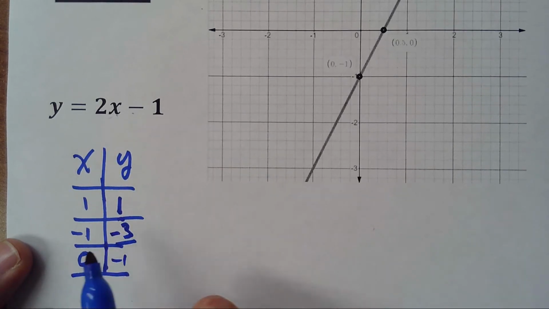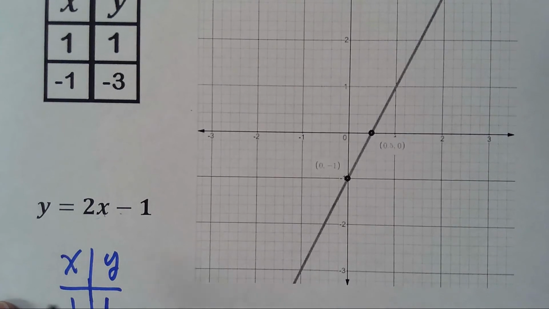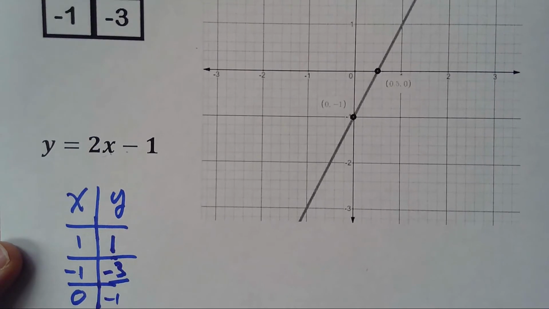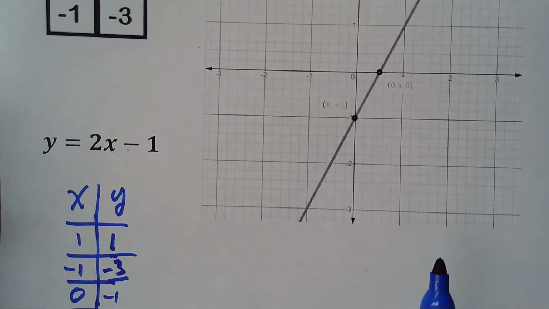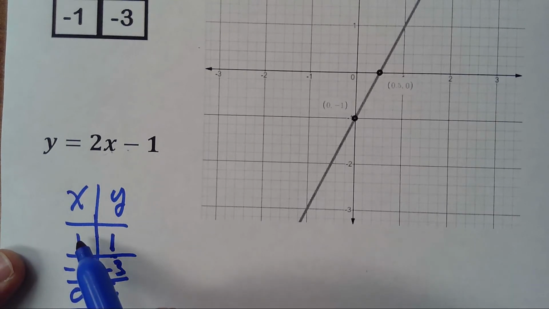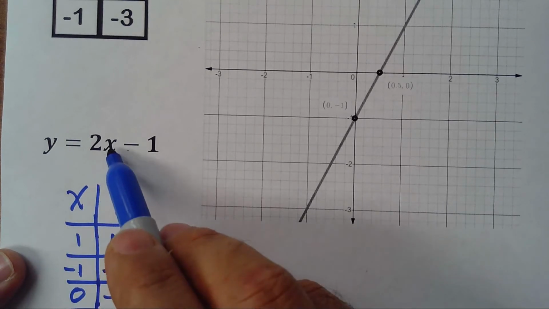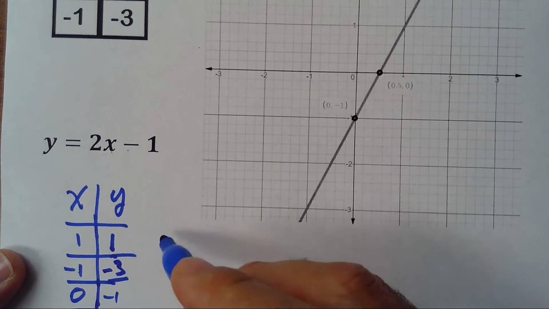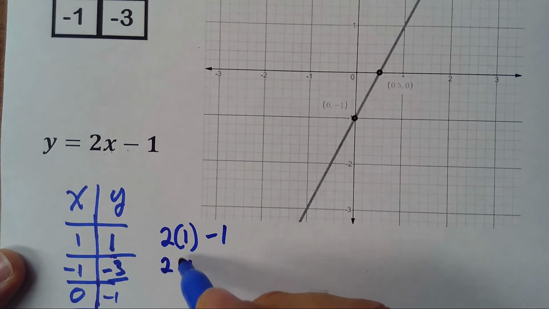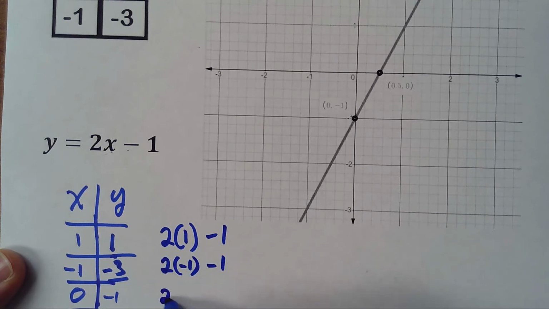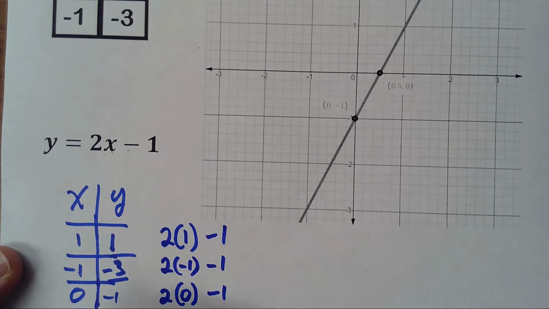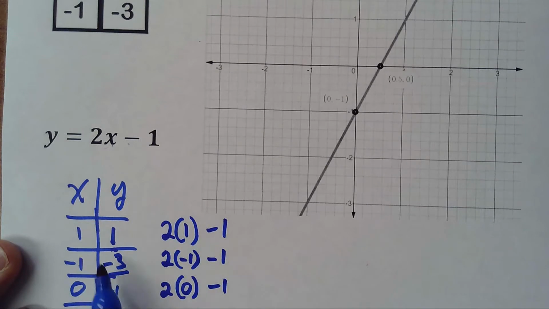So I have my table. It's done. You see 1, 1, and -1, -3, and here too. And this 0, -1 is an extra value I did, you don't have to, just for example purposes. Remember, you substitute the x where the variable x is and you find the value of y. So this will be 2 times 1, minus 1. Here it will be 2 times -1, minus 1. This will be 2 times 0, minus 1. So you solve this and you find the value of y. So from the equation, we got the table.